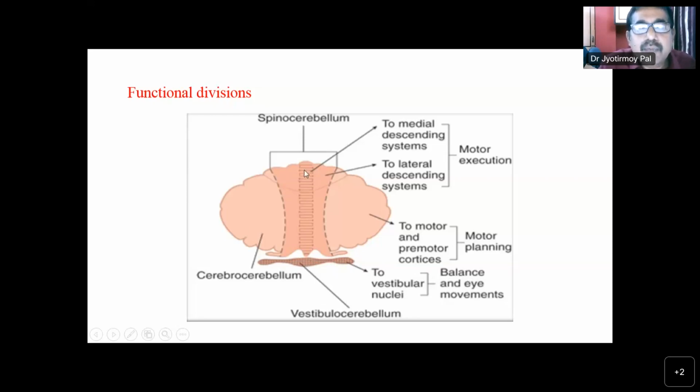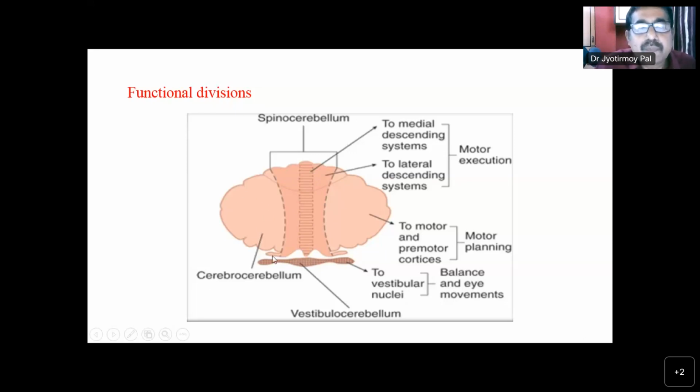And this vermis and paravermis is called the spinocerebellum. This is responsible for motor execution. Suppose your trunk muscles and the proximal limb muscles, your hip girdle muscles, are basically responsible for motor execution. You can walk. These muscles are basically controlled by the corticospinal tract, but the spinocerebellum modifies the signals coming through the corticospinal tract to make the movement more accurate, precise, and goal oriented.